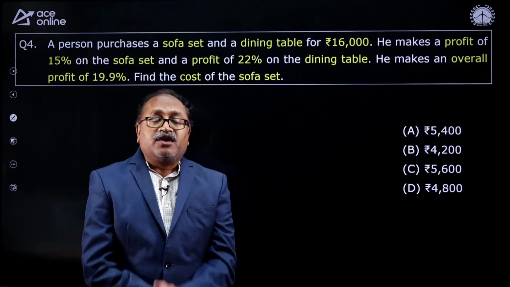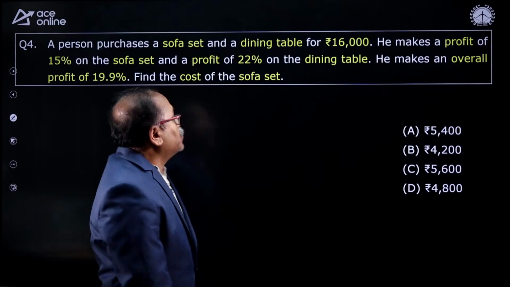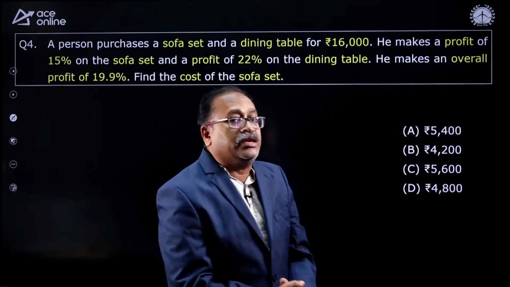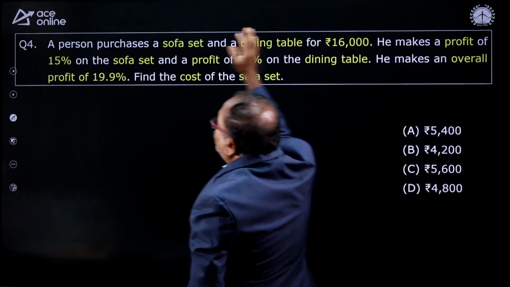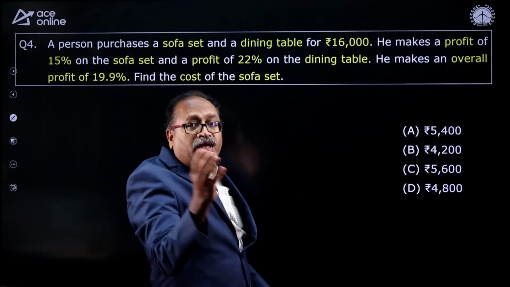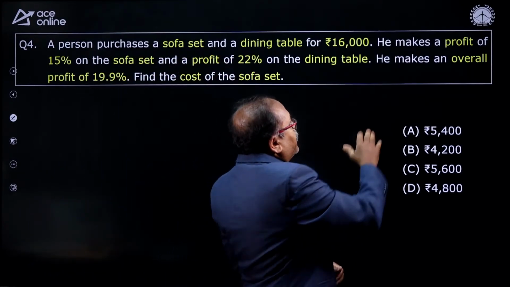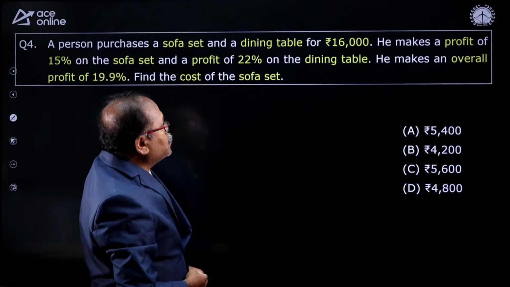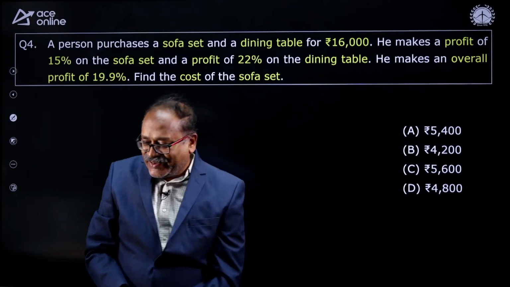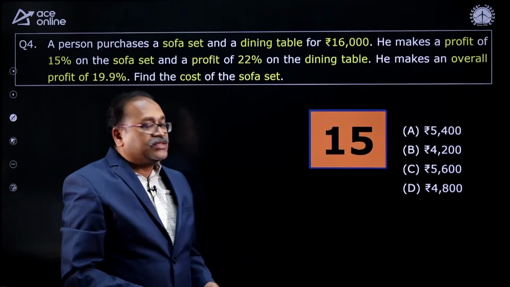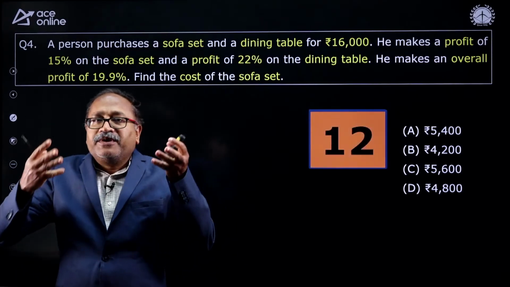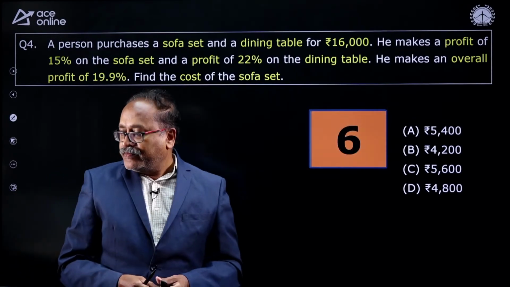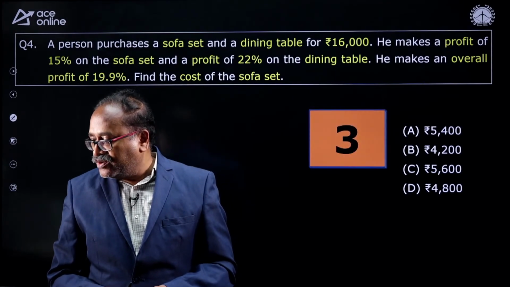Now this is again the application of the mixture and alligation concept. Here it says a person purchased a sofa set and dining table for rupees 16,000. Now he makes a profit of 15% on the sofa set and a profit of 22% on the dining table. He makes an overall profit of 19.9%. Find the cost price of the sofa set. We can answer the question here. So I will give you 15 seconds to understand the question and develop the thought pattern for how to answer it. Come on, you can also try.